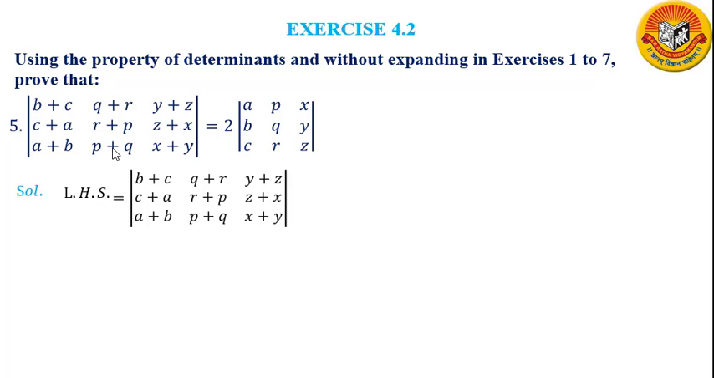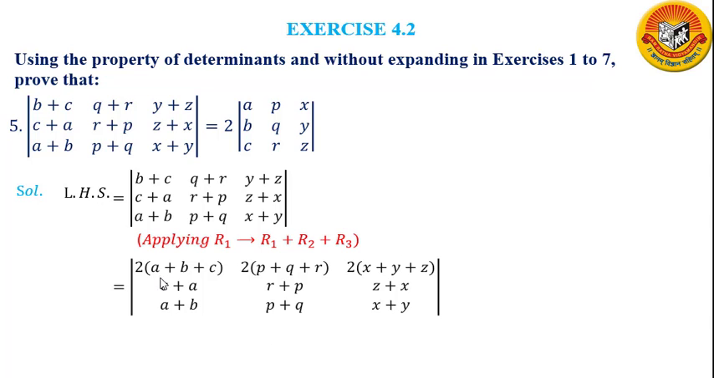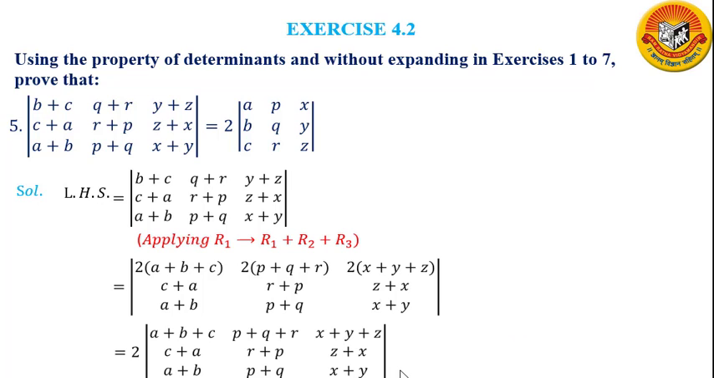If I add the second row and third row both to the first row, let us see what happens. If I add both, then on the first row I will get 2 times A plus B plus C, 2 times P plus Q plus R and 2 times X plus Y plus Z. Now see here, I am getting each term twice: B 2 times, C 2 times and A 2 times. On the right hand side you see I need 2, so that means I am on the right track. I want 2 and I am getting 2 as common. So from row 1 I can take 2 common. Now 2 is out.